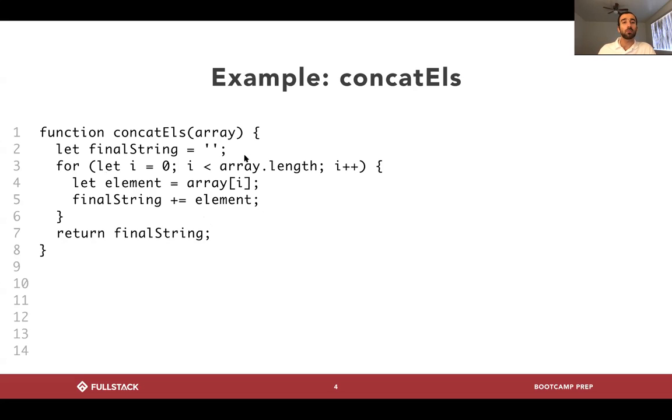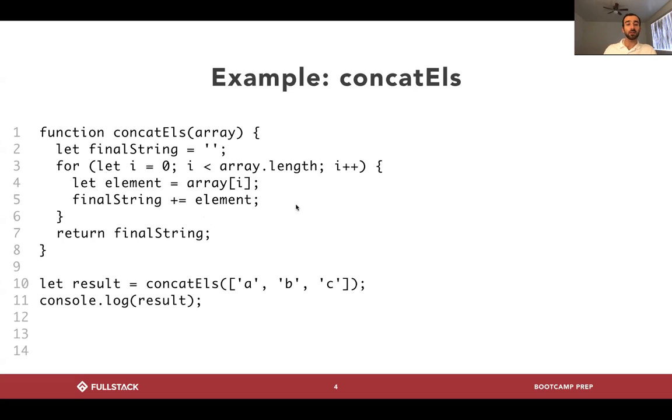This would work for a single flat array which is not nested. It loops through the array, and each element is getting added to the string. So that works fine for this flat array, A, B, and C. If we select the result, we get A, B, C.